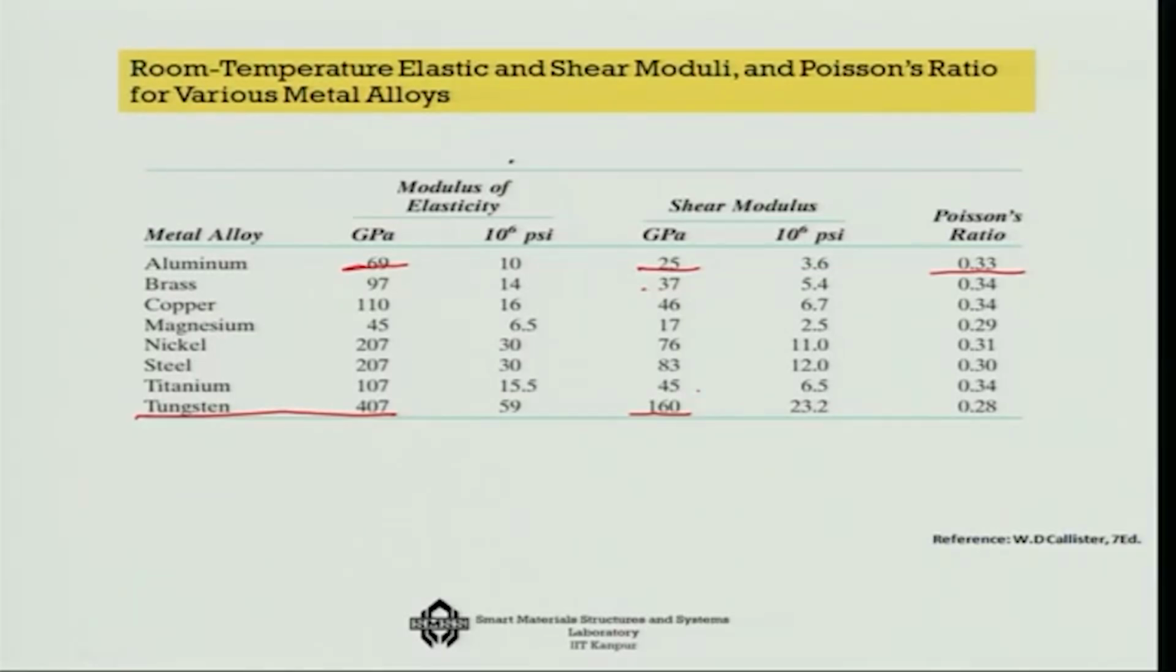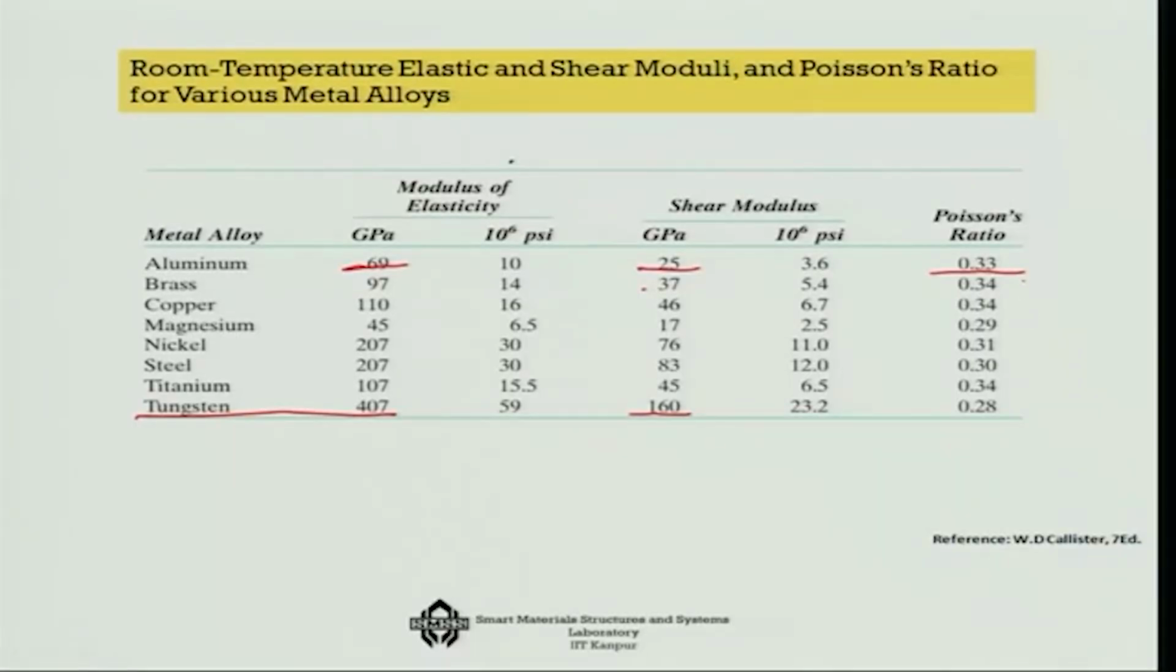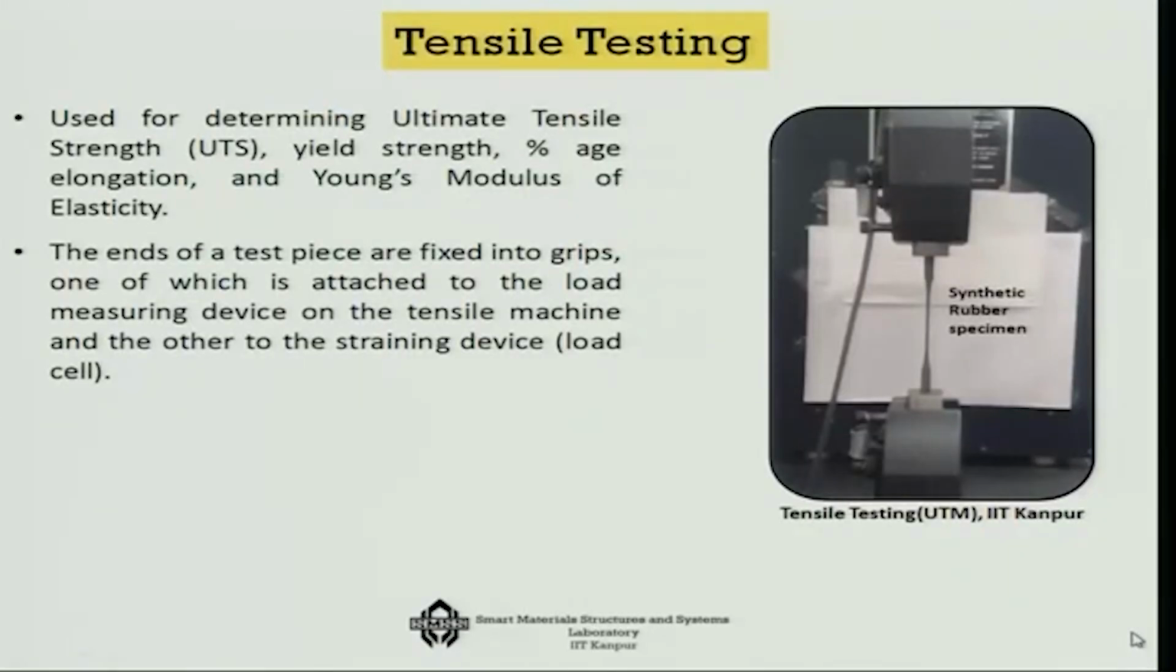What does it mean? It means that you can shear the material or twist the material, deform the material in the shearing mode much more easily than elongating or compressing it. Okay. And the Poisson's ratio you can see is not really varying, it is more or less around 0.3 for most of the metals. So, this is just a comparison of these properties in various metals. Now, how do we measure this property?